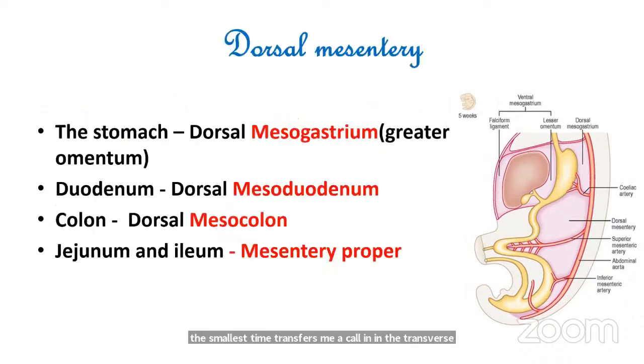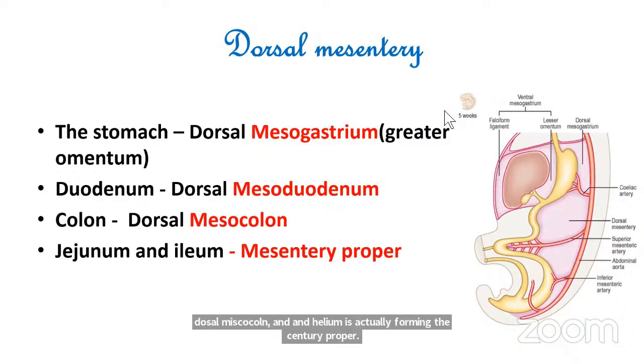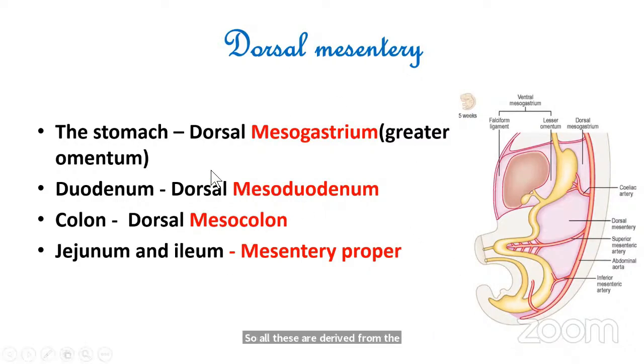These are the remnants of the original mesentery. You can see that the dorsal mesentery around the stomach forms the great omentum. Duodenum forms the mesoduodenum, colon forms the dorsal mesocolon, and jejunum and ileum form the mesentery proper. So all these are derived from the dorsal mesentery, that means from the posterior aspect. So the derivatives of dorsal mesentery, that will be the question: mesogastrium, mesoduodenum, mesocolon, and the mesentery proper.